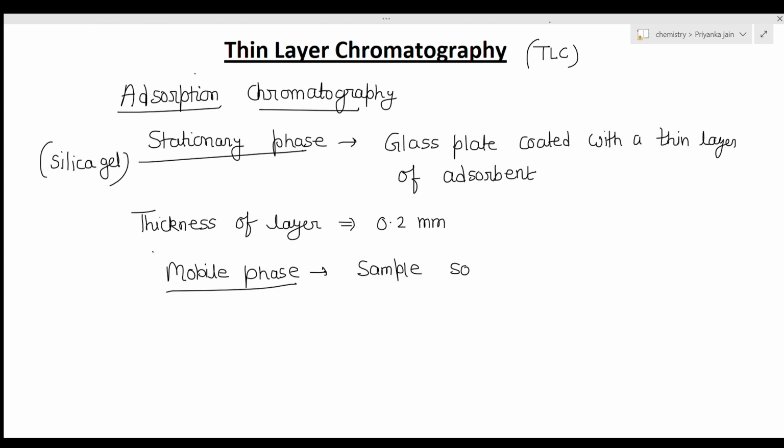So now the sample is present in the mobile phase. One thing is clear here. First of all, our stationary phase is a glass plate coated with a thin layer of adsorbent, and our adsorbent is silica gel. It means we are making a coating of silica gel on the glass plate with a thickness of 0.2 mm, and the mobile phase is a sample solution. So now see what is happening here. In this method, see, this is our plate. I am drawing it roughly, you can see it in the books. So this is our slide. Actually we are taking a slide here.